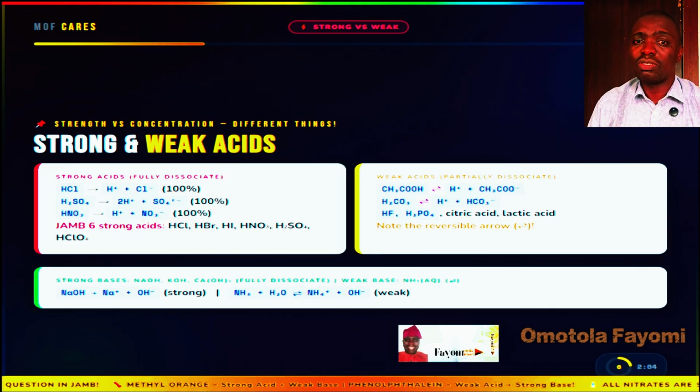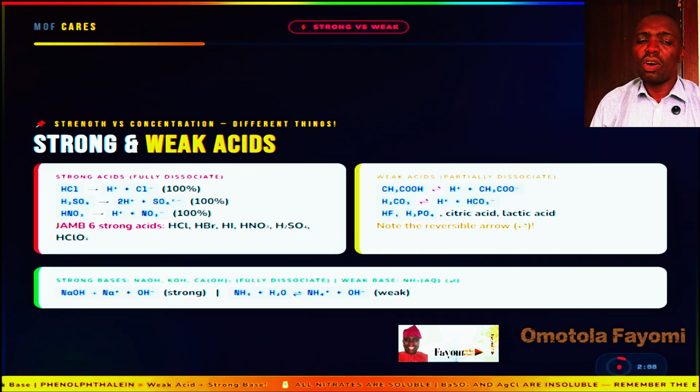HCl in water gives 100% H+ and Cl- ions. HNO3, H2SO4 all fully dissociate. The 6 strong acids are HCl, HBr, HI, HNO3, H2SO4, HClO4. Memorize these 6. A weak acid only partially dissociates, for example ethanoic acid in water.